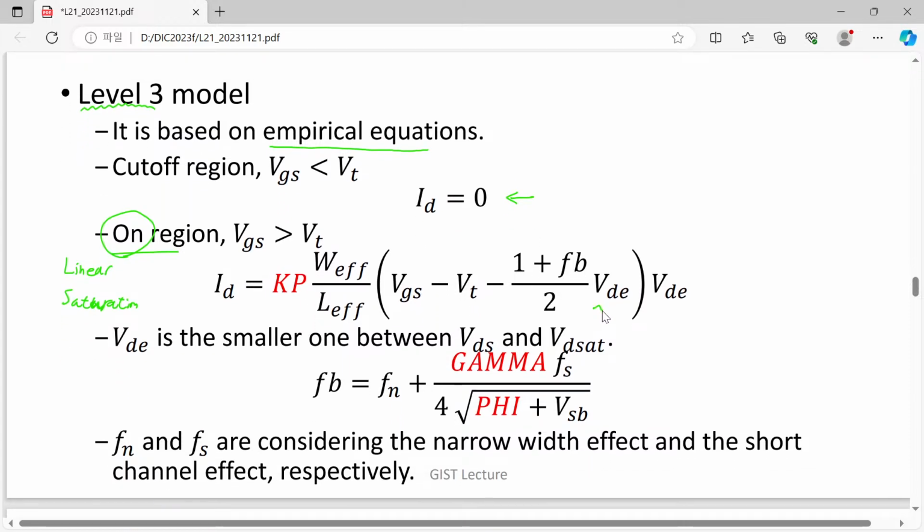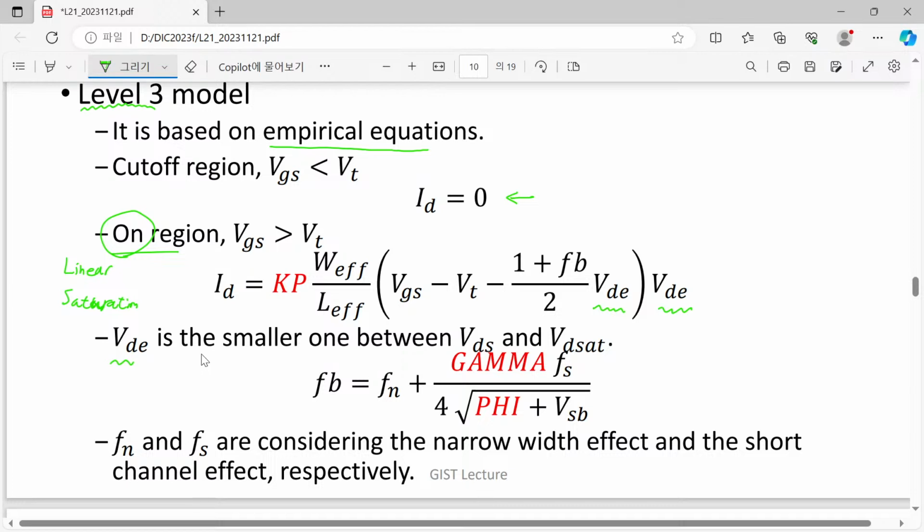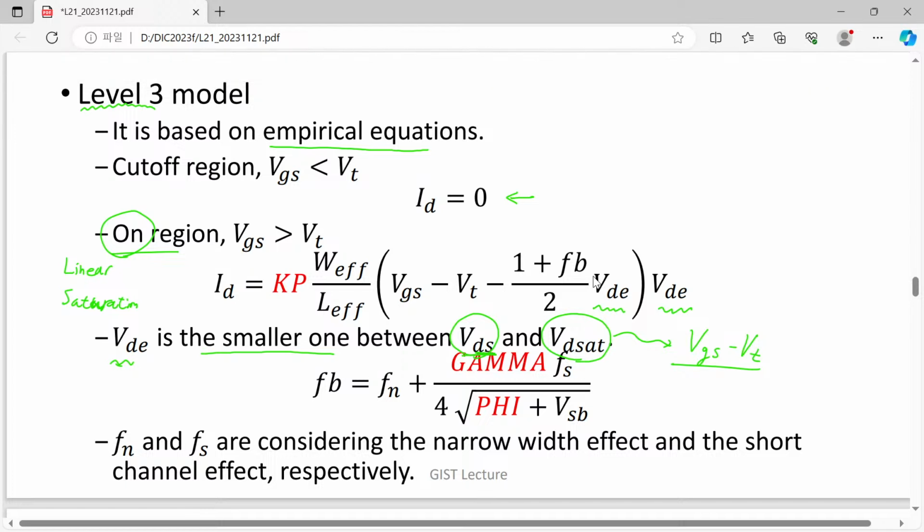The secret is hidden here as VDE. VDE is nothing but the smaller one between VDS and VDSAT. So what is then VDSAT? This is the gate overdrive voltage, VGS minus VT. If VDS exceeds this VDSAT, VDE becomes just VDSAT, so we can recover our previous expression for saturation current.